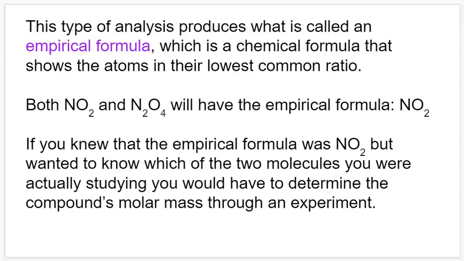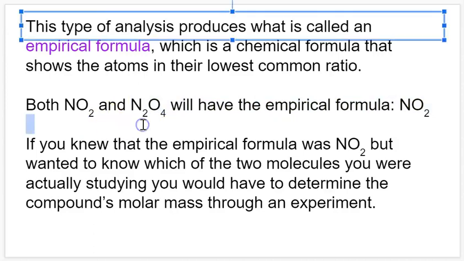We're going to get a ratio of 1 nitrogen for every 2 oxygens. And if we were to reduce this down to its lowest common ratio, 2 to 4 is the same thing as a 1 to 2 ratio. So the empirical formula, the lowest common ratio formula for both of these compounds, is going to be exactly the same. So say we know from our mass spectrum that the empirical formula of our unknown, which is one of these two substances, is NO2.